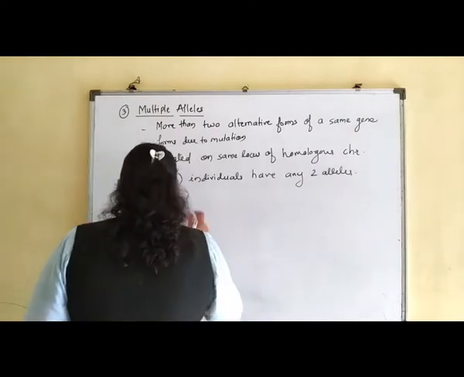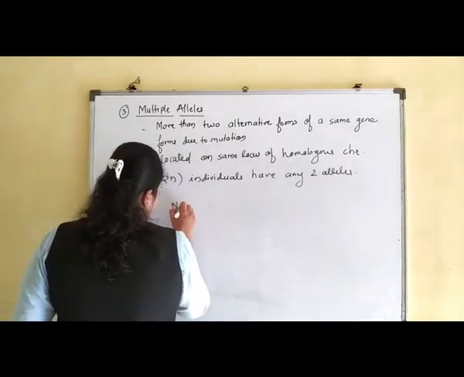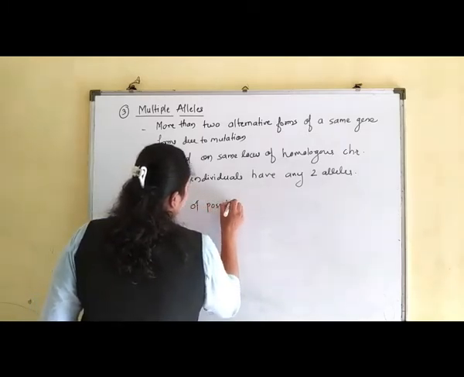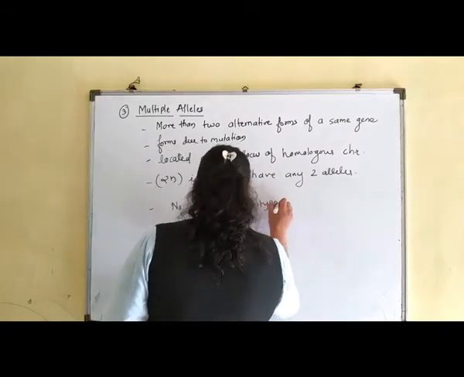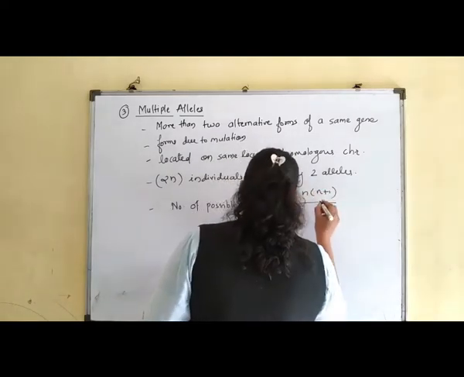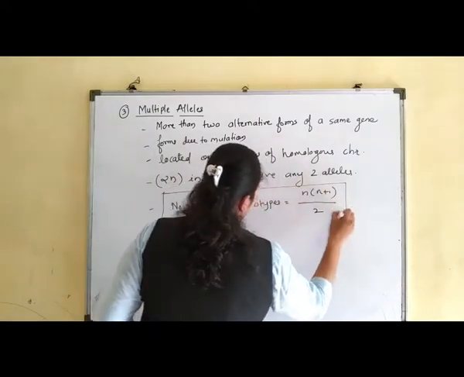Fine. The number of possible genotypes is equal to n into bracket n plus 1 upon 2. Just add this formula in your list.